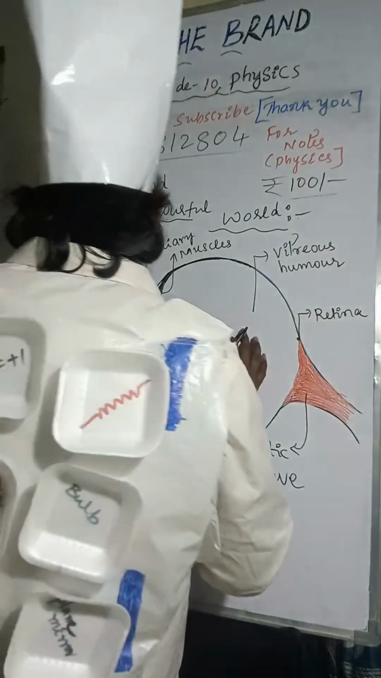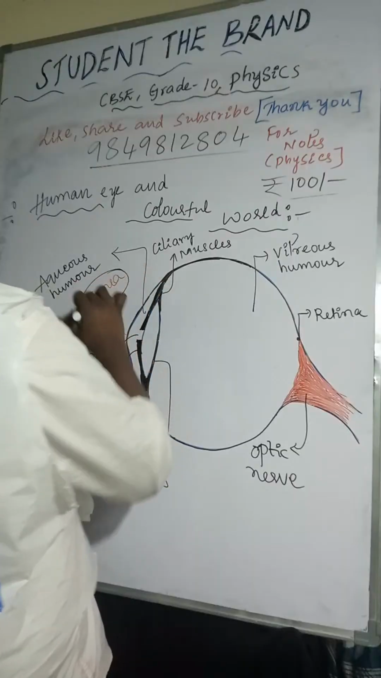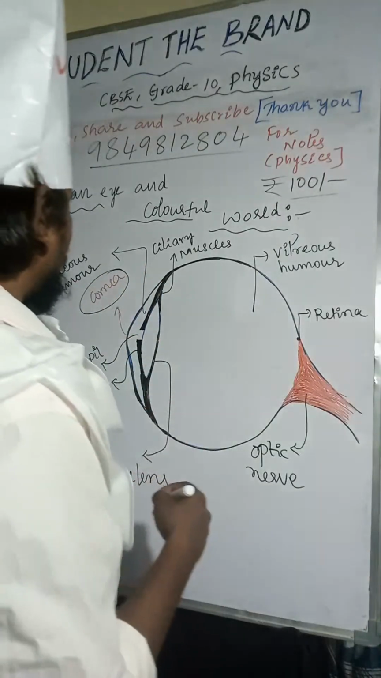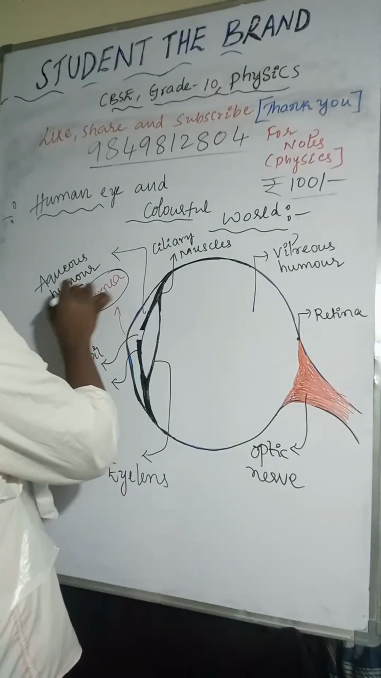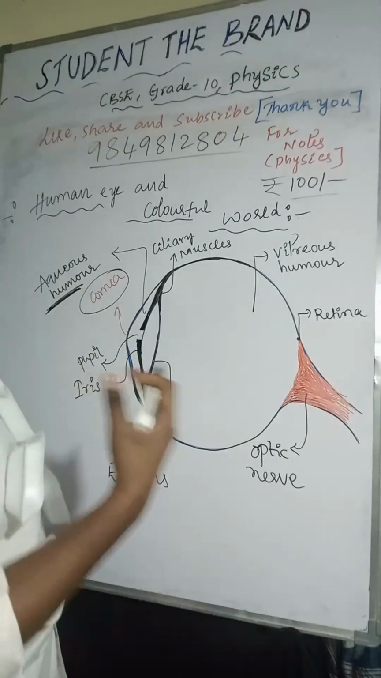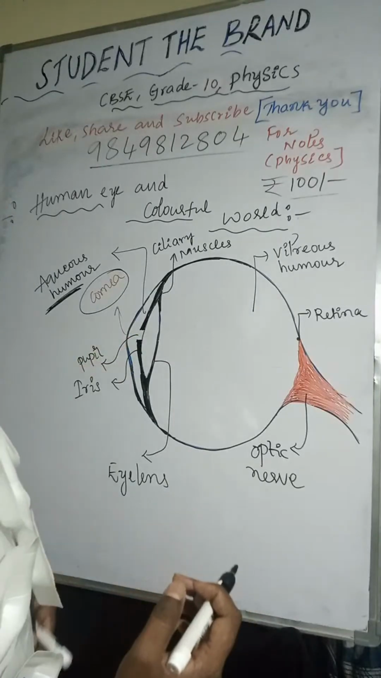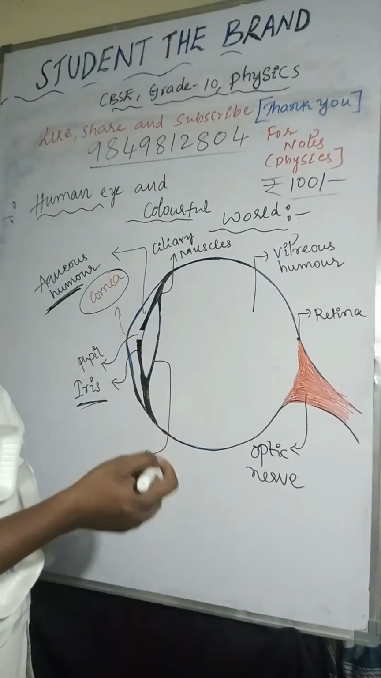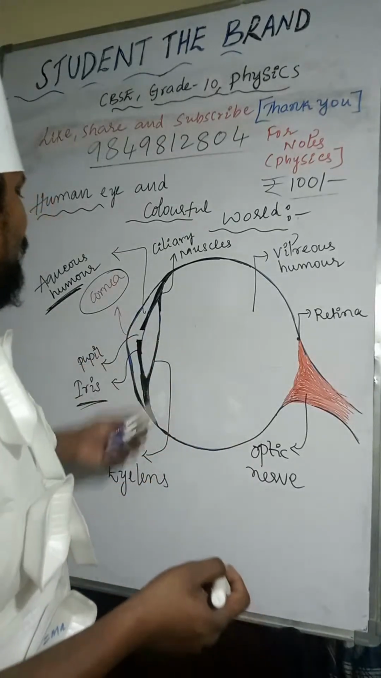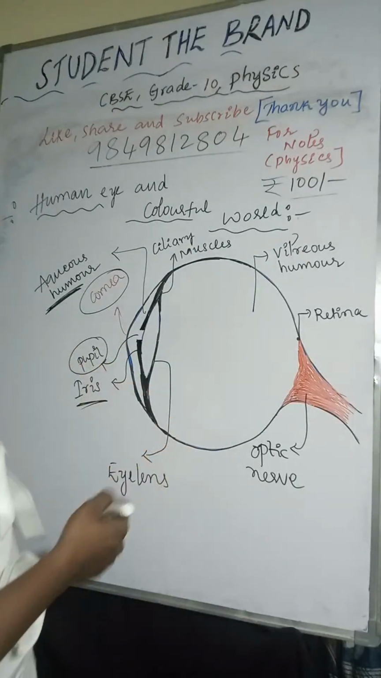So here you can observe. The cornea is the front, protective layer of the eye. Most of the refraction takes place at the cornea. Aqueous humor is a jelly-type liquid present between the cornea and the lens. Coming to the iris, the iris is a dark muscular diaphragm which controls the size of the pupil. The pupil regulates the amount of light entering the eye.